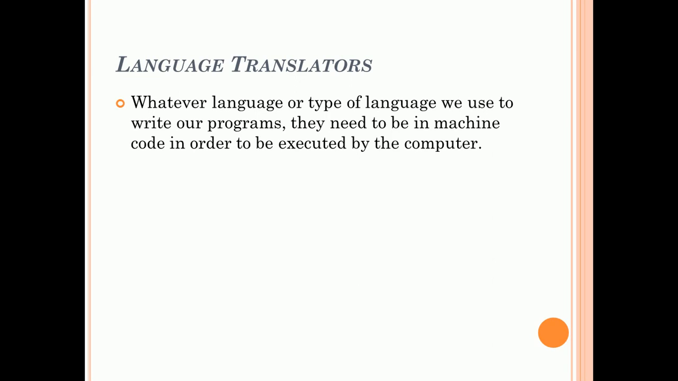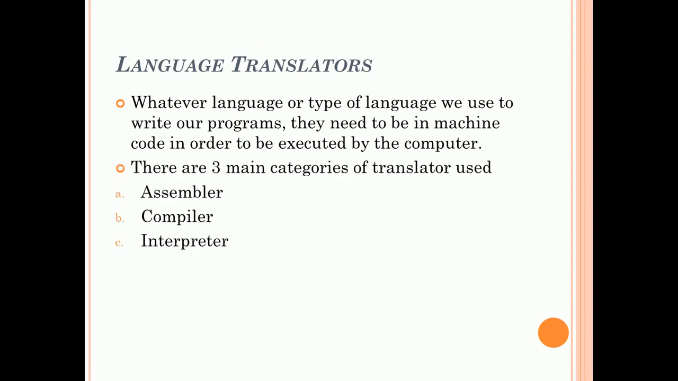Third, language translators. Language translators are used to translate a language into machine language. There are three types of language. One is machine language, second is assembly language. So assembly language should be converted into machine language so that the machine can understand it. For this, language translators are required. Examples of language translators are assembler, compiler, and interpreter. You don't have to go deep into this. Just remember the names: assembler, compiler, and interpreter.